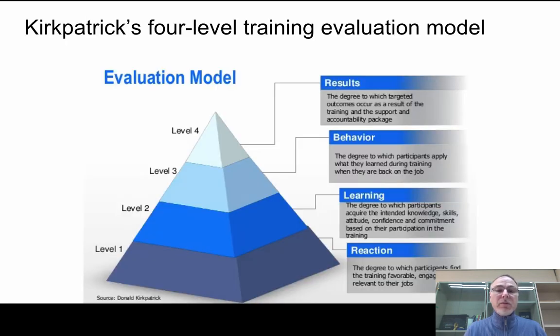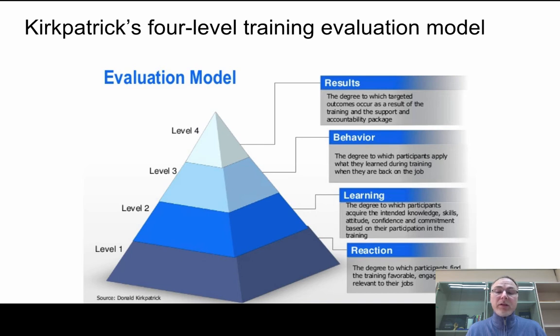So when we look at the 4-level model, Kirkpatrick identifies level 1 as reaction. This is your first response. It's a little bit like a customer satisfaction index. It's the degree to which participants find the training favorable, engaging, and relevant.